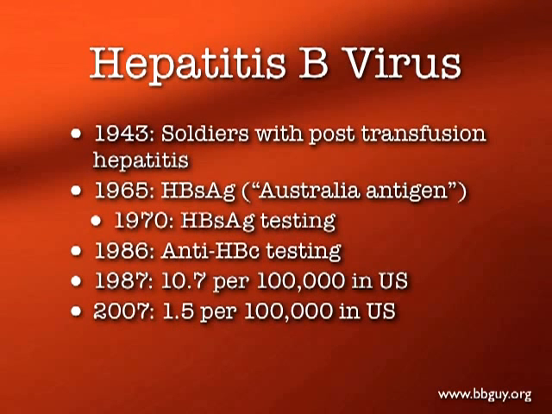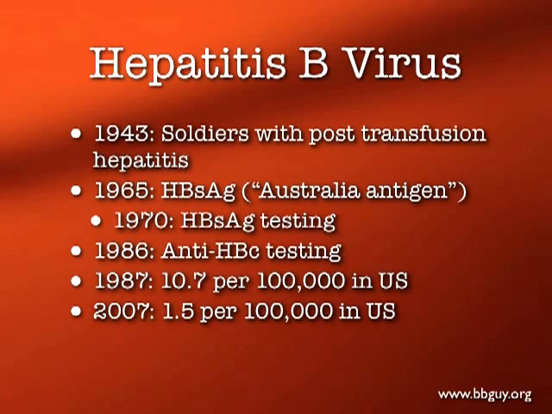Let's move on and talk about hepatitis B, because that is obviously a far more important phenomenon for us. Hepatitis B has been around for a long time, and you see on the slide that it was first discovered in soldiers in World War II with post-transfusion hepatitis. But the big breakthrough for hepatitis B was the discovery of surface antigen, hepatitis B surface antigen.